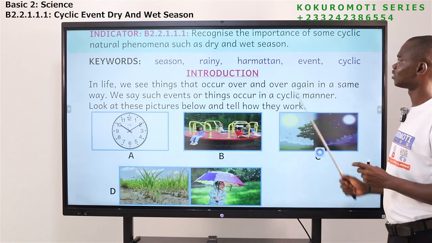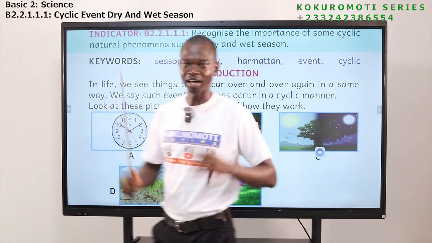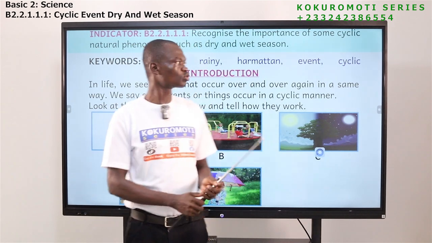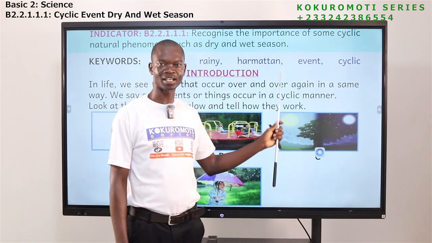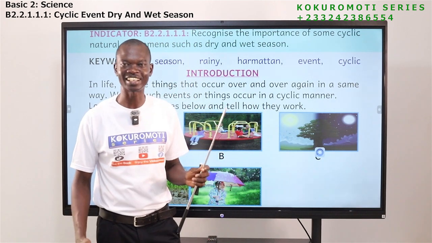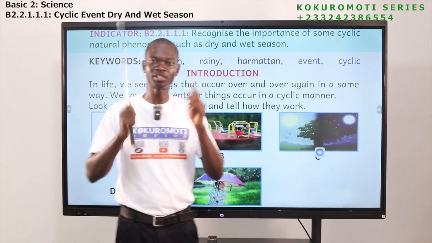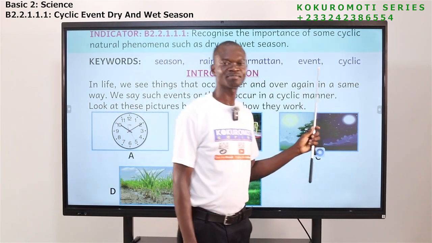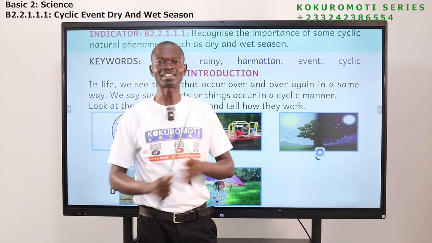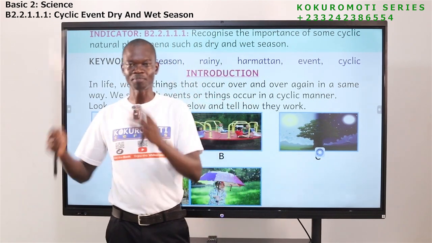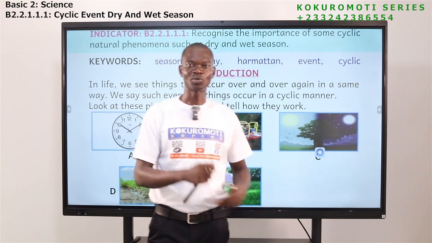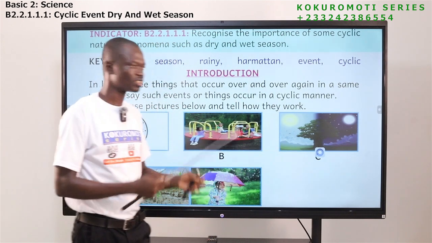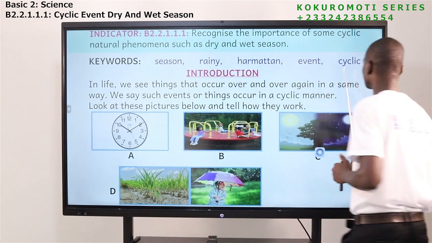The next word is harmattan. In Ghana, as I told you about the seasons, we have wet season and dry season. The dry season is also called what? Harmattan. So anytime you hear harmattan, we are talking about what? Dry season. The next word is events. An event is something that happens or takes place. So day and night is an event. Dry and wet seasons, we can also describe as events.